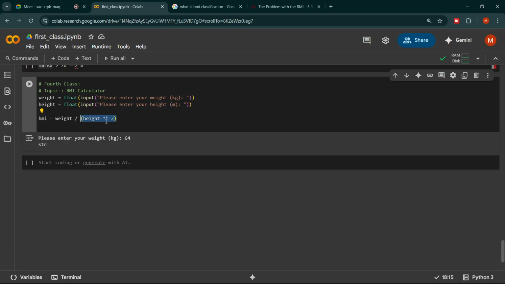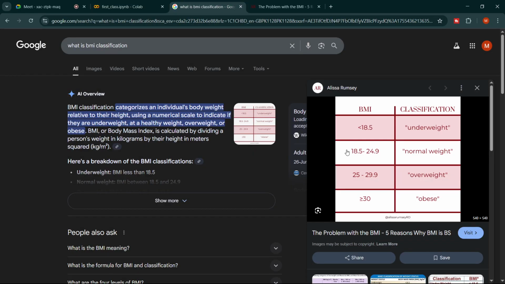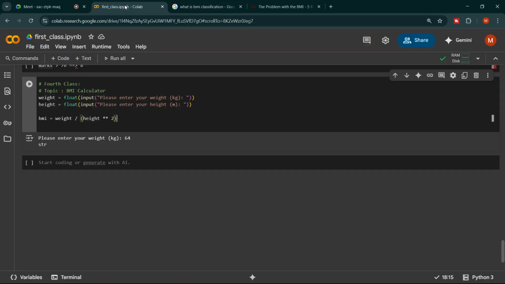Is there any confusion for this? Okay, fine. Correct. So what we will do now, look, I just opened the criteria for this. If the BMI is less than 18.5, it's underweight. So let's handle this condition first.